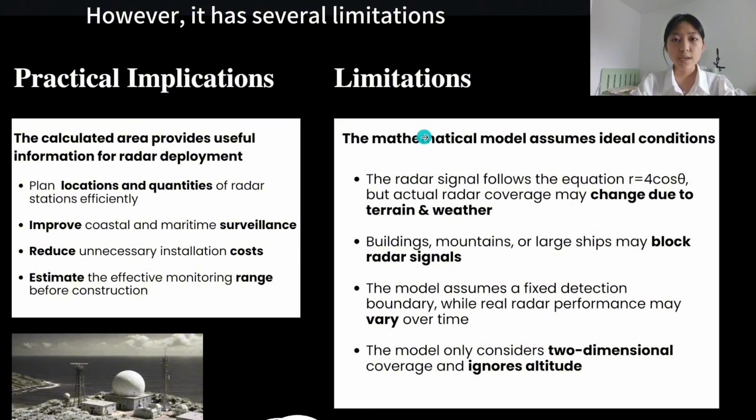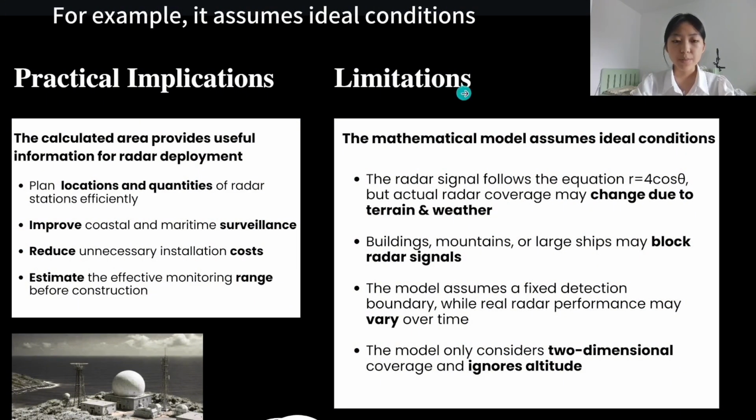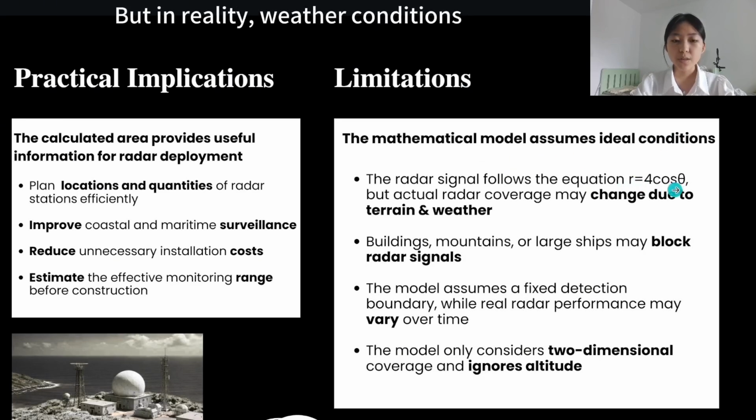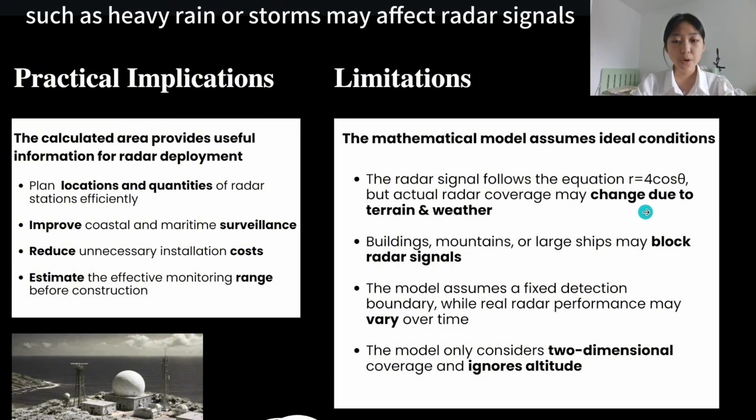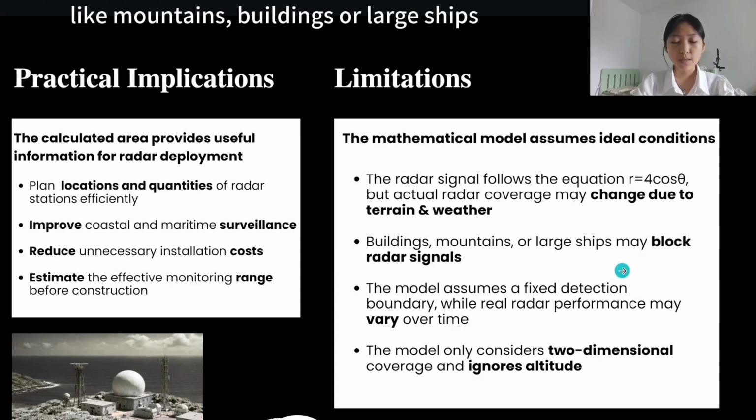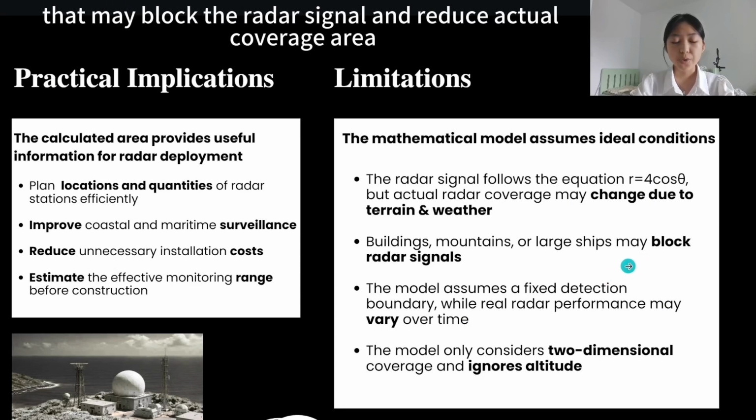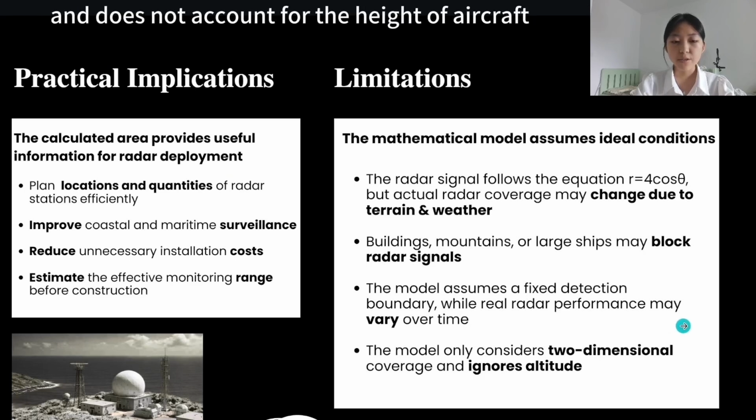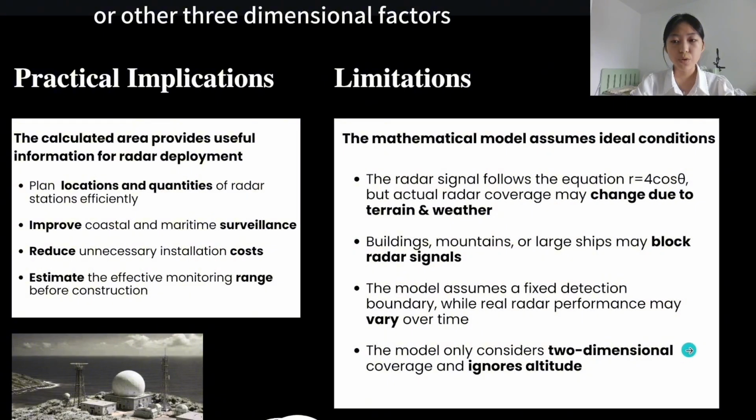However, it has several limitations. For example, it assumes ideal conditions where the radar follows the equation r equals 4 cosine theta. But in reality, weather conditions such as heavy rain or storms may affect radar signals. It also ignores obstacles like mountains, buildings, or large ships that may block the radar signal and reduce the actual coverage area. In addition, our model only considers two-dimensional coverage and doesn't account for the height of aircraft or other three-dimensional factors.